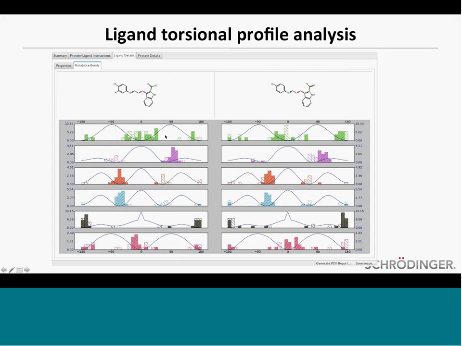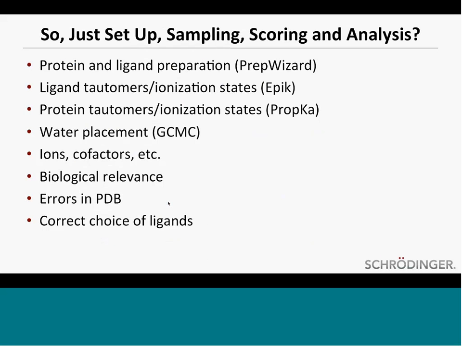And you can see that for some torsions, all of the energy minima are populated in both cases. But for example, for this orange torsion over here, that would be this one over here, only this particular area is populated. So if you have a particular difference between two ligands that's predicted and it's not consistent with other experimental data or with other perturbations, you could look at these torsion angles and see if the sampling is done adequately. So is it just now a matter of setting up sampling and scoring and doing the analysis?